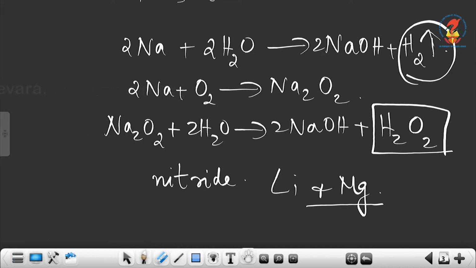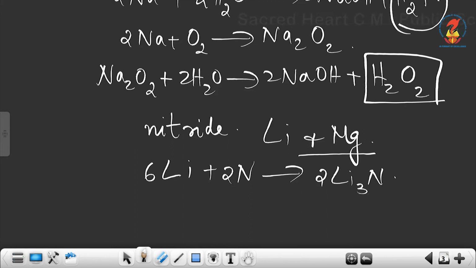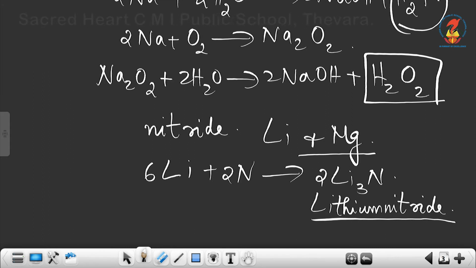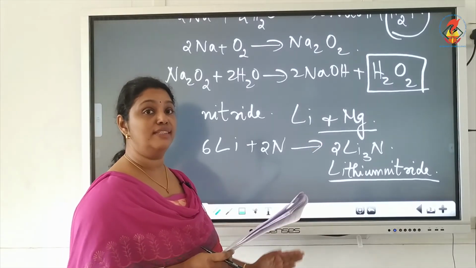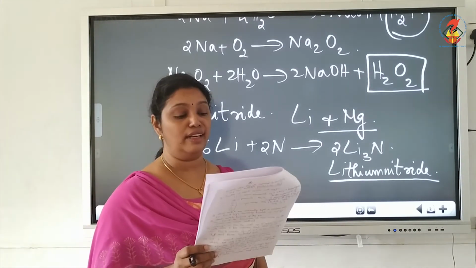Now let's write the equation for the formation of nitride. Lithium plus N2 gives 2Li3N, lithium nitride. Li3N. Now you know the valency of nitrogen is 3, so it is written under lithium, and the valency of lithium is 1, written under nitrogen.